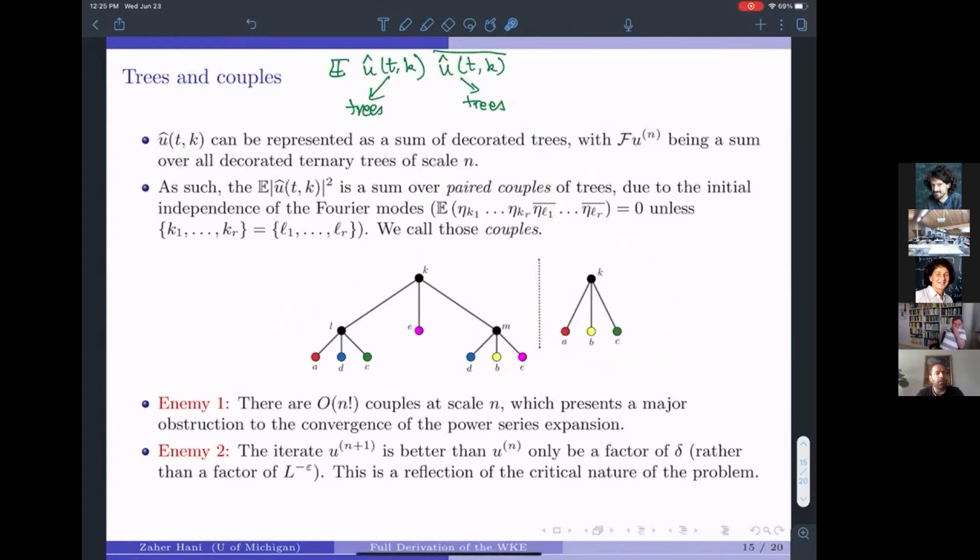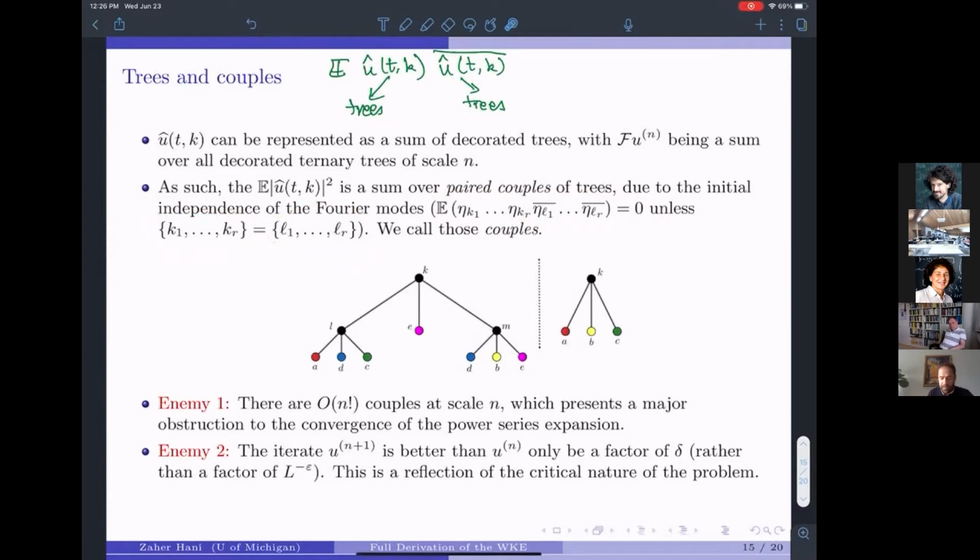Now, because of the independence assumption on the initial data, remember the nth iterates only depend on the initial data. So they are multilinear Gaussian expressions, because the initial data is given by each of the Fourier nodes having a Gaussian in it. So when you take the expected value of the product of two trees, you are faced with a quantity similar to this. This is the expected value of eta k1 up to eta kr, eta L1 bar up to eta Lr bar, and then you have Kirchhoff laws here that tell you that the set k1 up to kr has to be the same as the set L1 up to Lr.